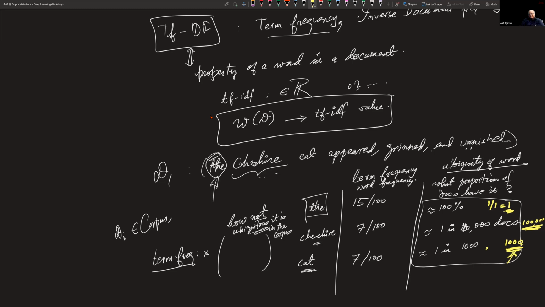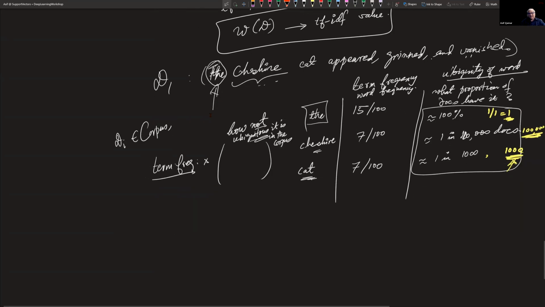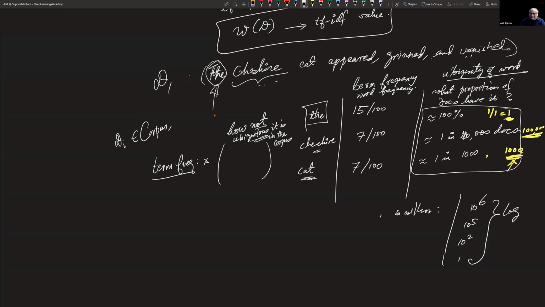Now if you look carefully at the non-ubiquitousness of words, they will begin to show a wide variation of many orders of magnitude. You will see values like 1 in a million, so non-ubiquitousness will be like 10 to the power 6, 10 to the power 5, 10 to the power 2, then 1. Whenever you see a wide variation of values, one easy way to deal with it is not to deal with the value itself, but to deal with the log of the value. So if we take the log, it will become 6, 5, 2, 1.